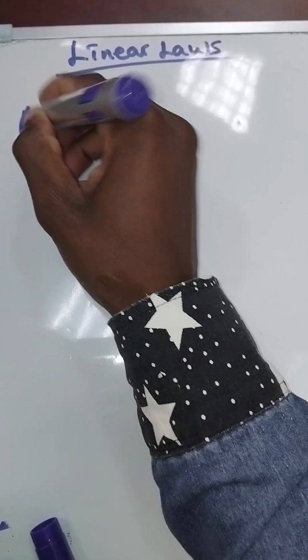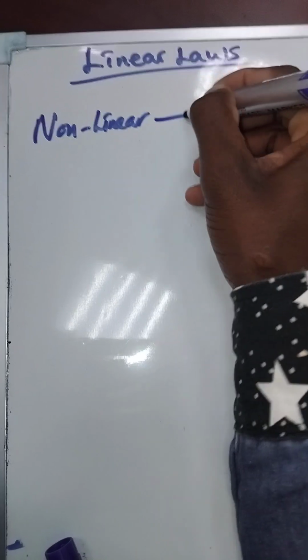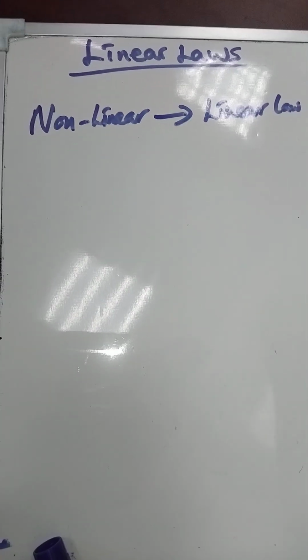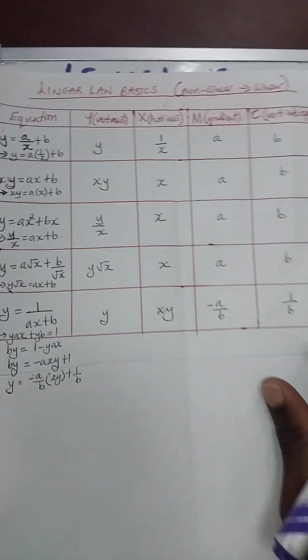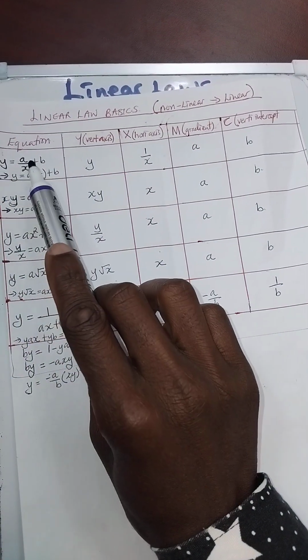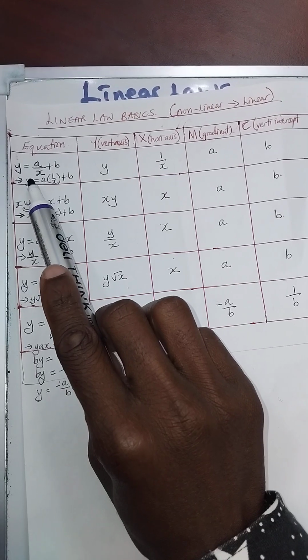Then next, we learn how to convert non-linear laws to linear. So we have this paper. First, number one: you have y is equal to a over x plus b.